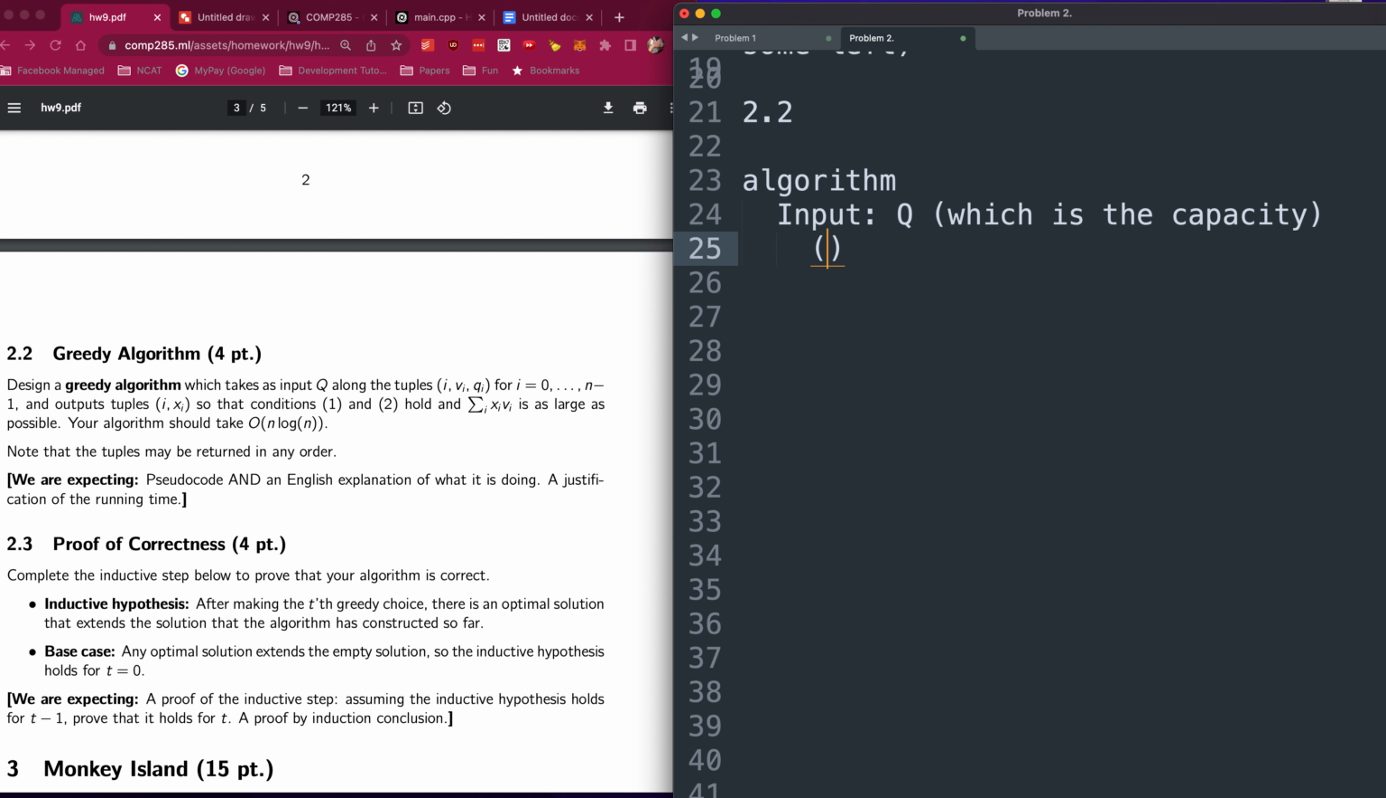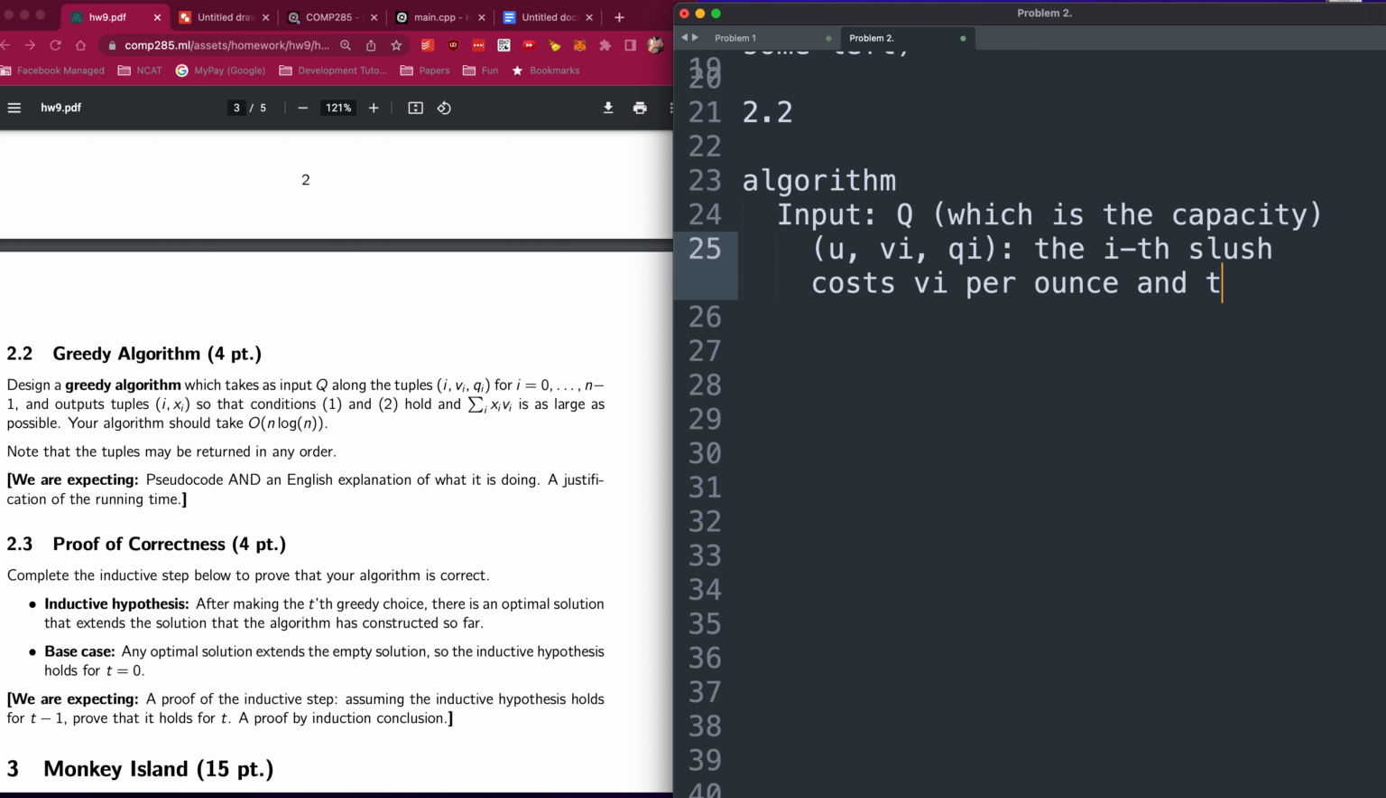It's also going to be I, VI, QI, which is going to be basically a vector of tuples, which corresponds to the ith slushy, cost VI per ounce, and there's QI ounces of it available.